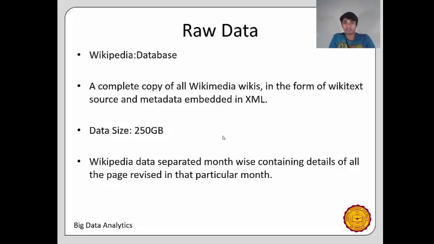So raw data. Basically, my data set is all about Wikipedia. It's a complete copy of all Wikimedia wikis, and it is in the form of XML. The total size of my dataset is 250 GB, and my data is separated month wise, like 1 month contains 50 GB of data, so we have 5 months of data.